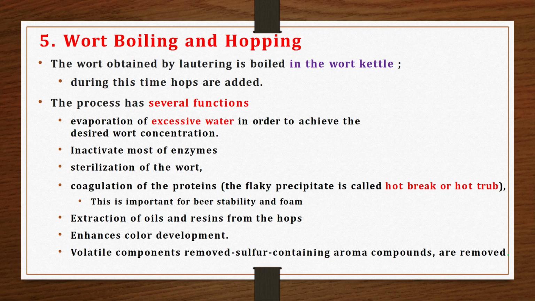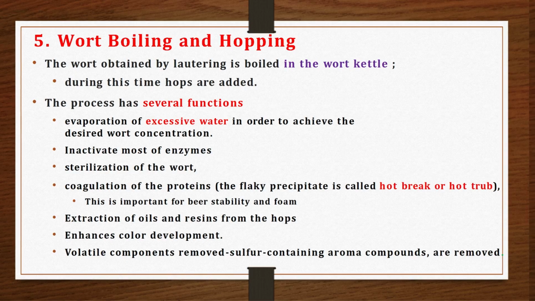This flaky precipitate is called the hot break or hot trub. This is important for beer stability and foam, extraction of oils and resins from the hops, enhancing color development, and finally, removing volatile components like sulfur-containing aroma compounds.